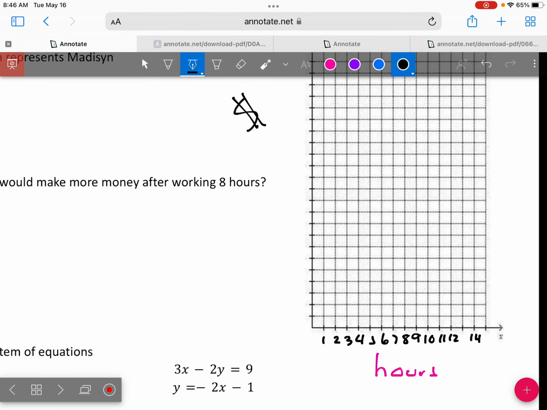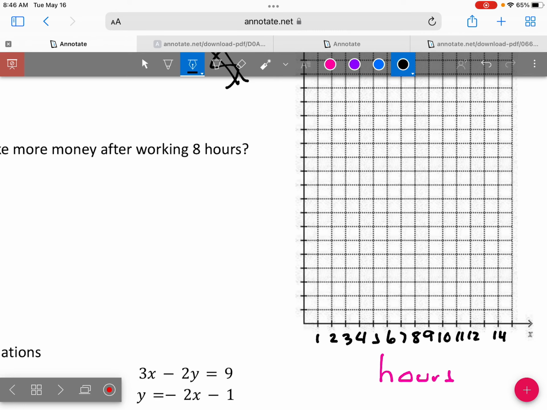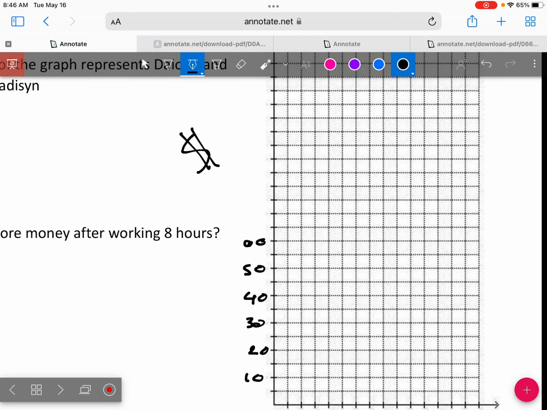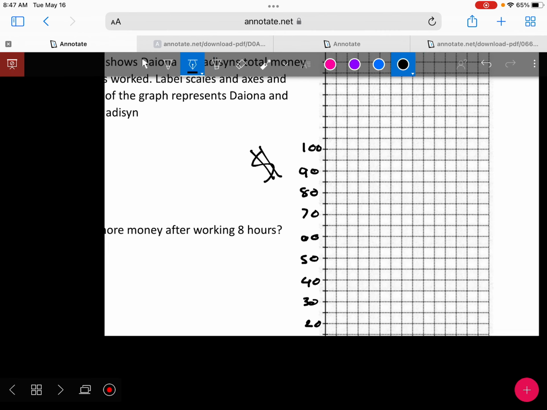When looking at our dollars, this is a very tall graph. Probably not going to count by ones, though, since we're talking pay. You could count by fives. You could count by tens. You could count by sevens, but that's going to be awkward and weird, trying to figure things out. I'm going to count by fives, but I'm going to skip count and do it by 10, 20, 30, 40, 50, 60, 70, 80, 90, and 100.